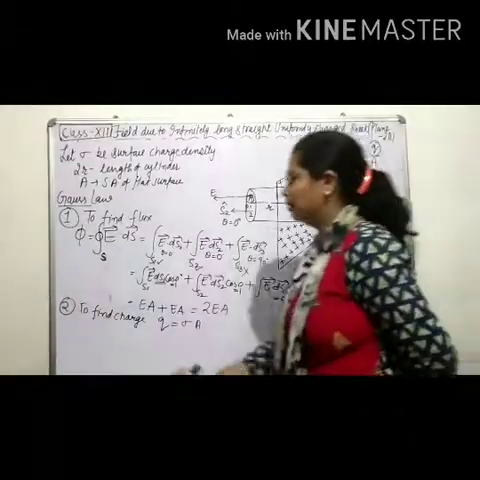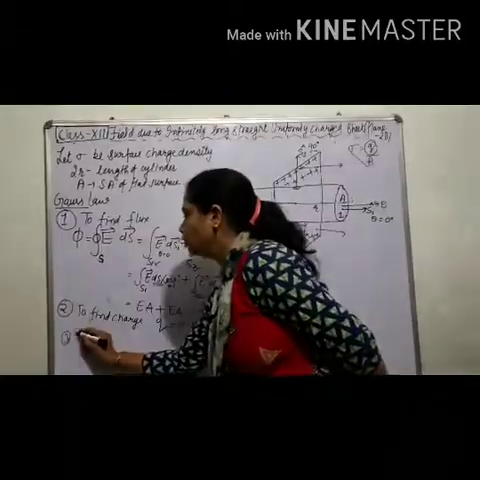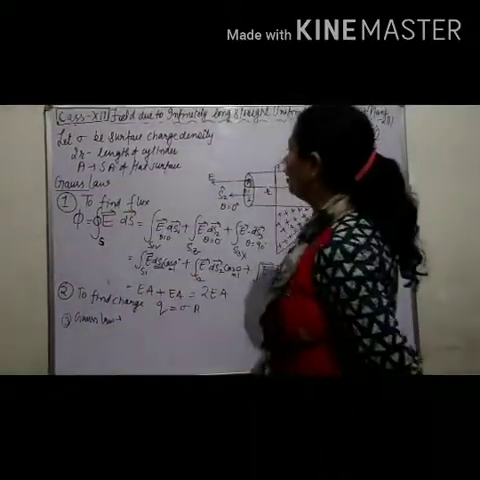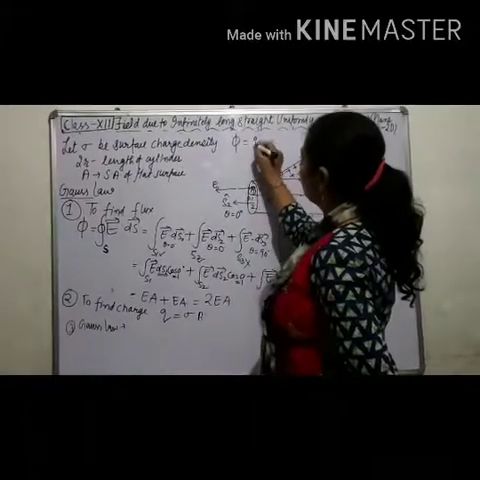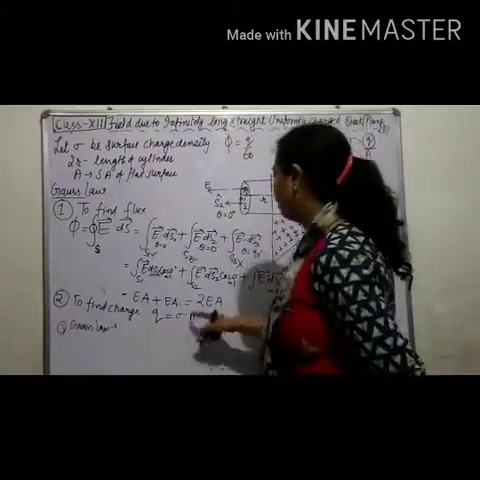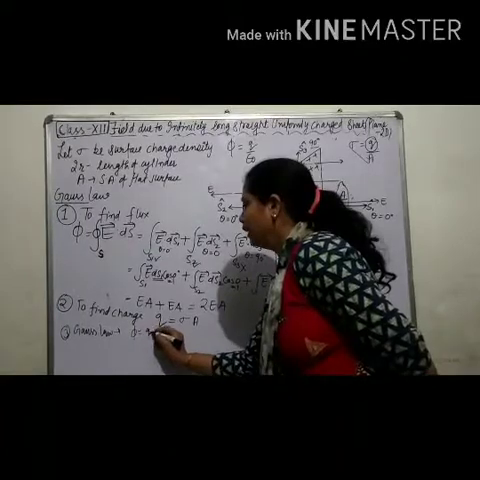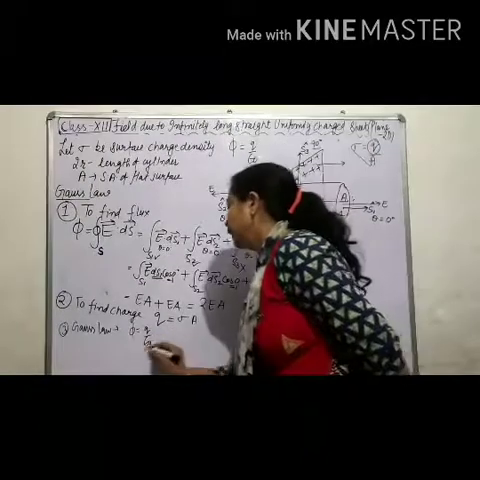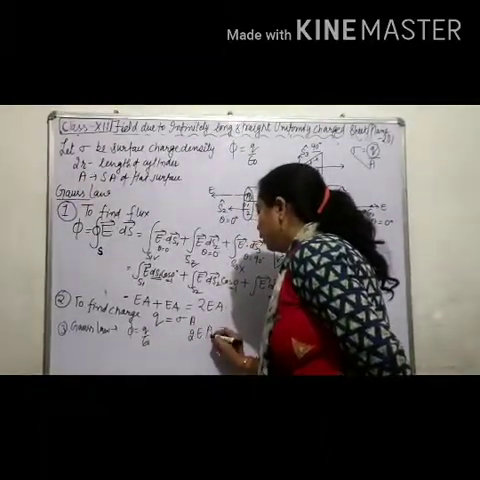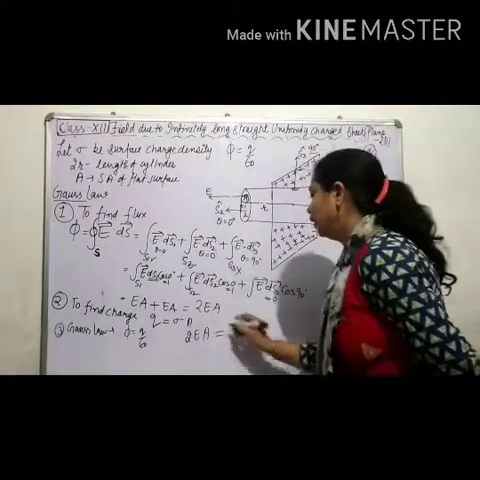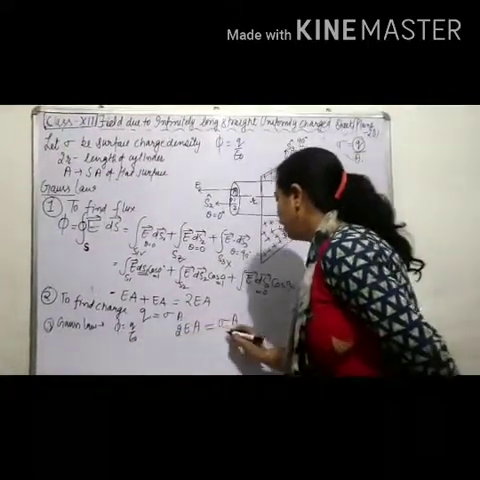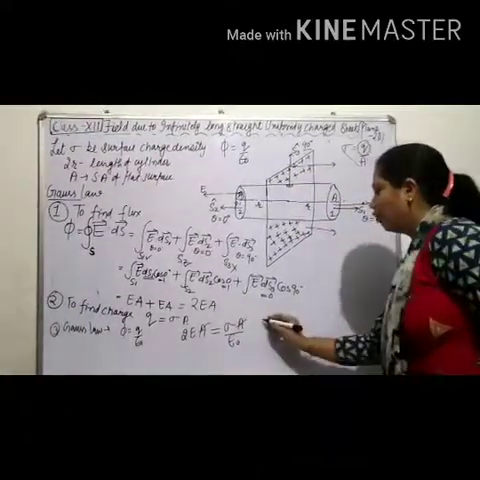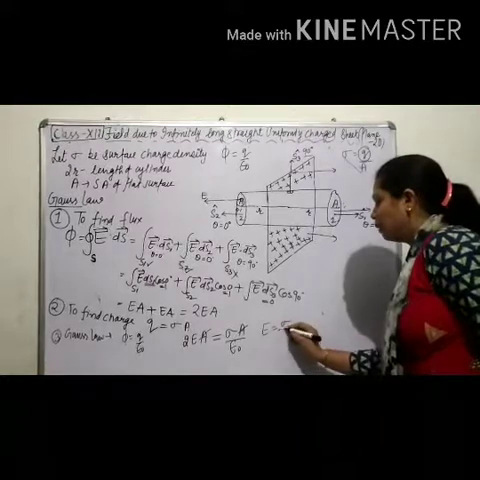In step number 3, we have to use Gauss law. What is Gauss law? Gauss law states that phi equals Q by epsilon naught. What is phi? That is given to us, 2EA, that we have calculated right now. What is Q? Sigma into A, by epsilon naught. A cancels with A. So what is the formula for electric field? Electric field is sigma by epsilon naught.